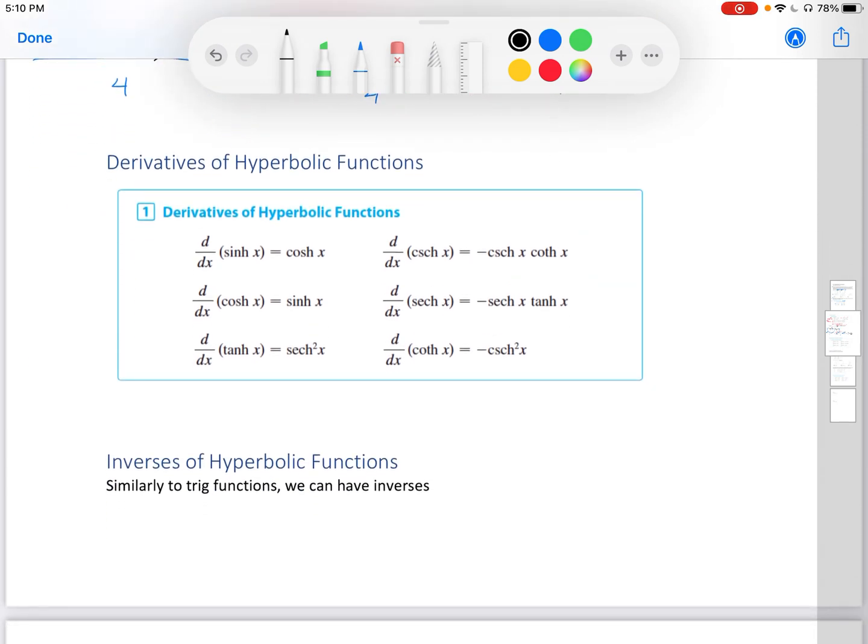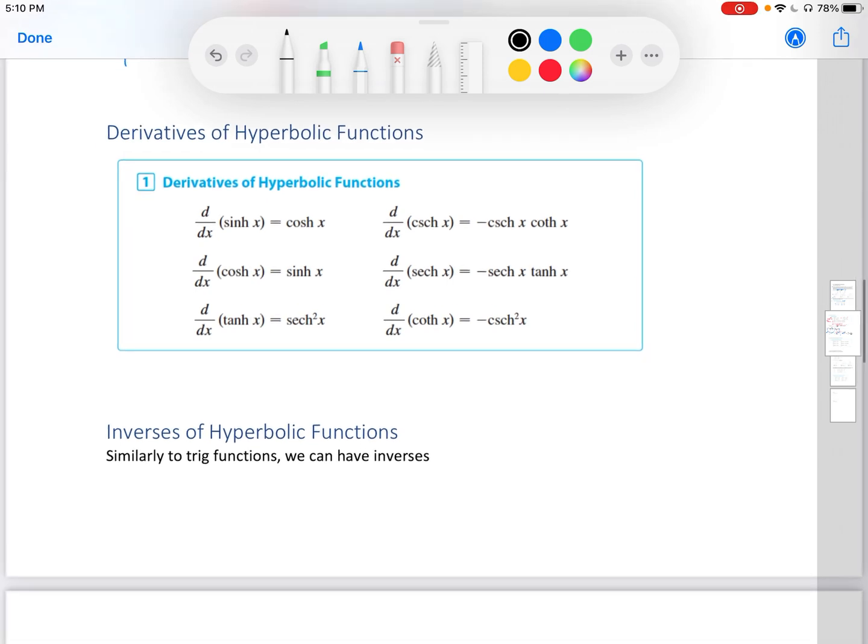Now our hyperbolic trig functions also have derivatives. So the derivative of hyperbolic sine is hyperbolic cosine. Our hyperbolic cosine derivative is hyperbolic sine, and so on, similarly to our trigonometric derivatives.